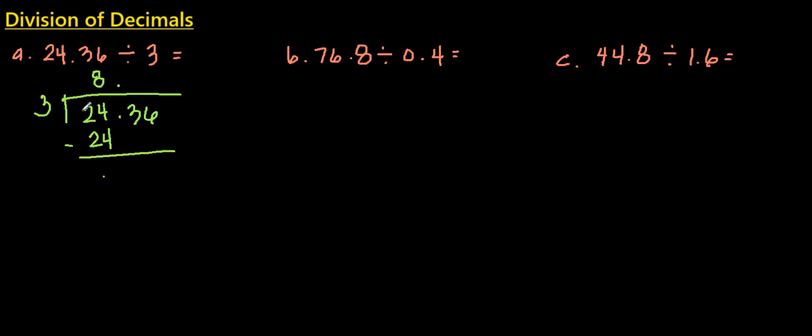24 minus 24, 0. Bring down 3. 3 divided by 3 is 1. 1 times 3 is 3. Bring down 6. 6 divided by 3 is 2. 2 times 3 is 6. 0. So the final answer is 8.12.